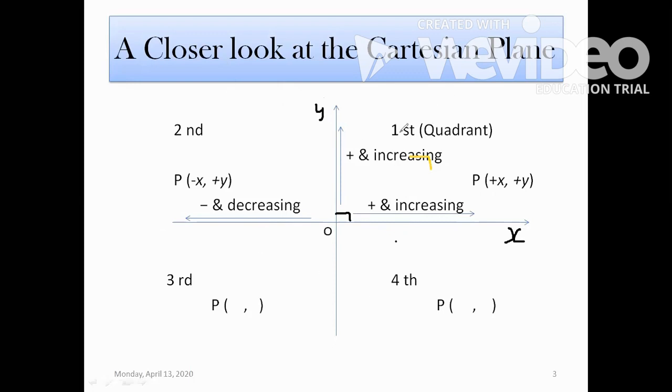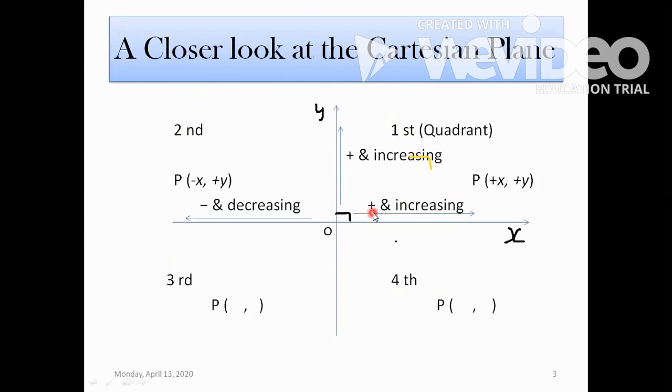So this part here is what we call the first quadrant. Over here, the second, followed by the third, followed by the fourth quadrant. Quad means quarter. As you can see, this is actually 90 or a quarter of the entire 360.